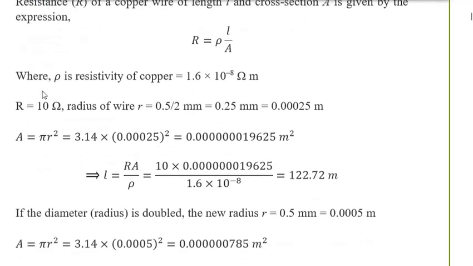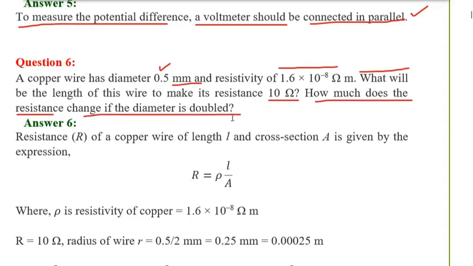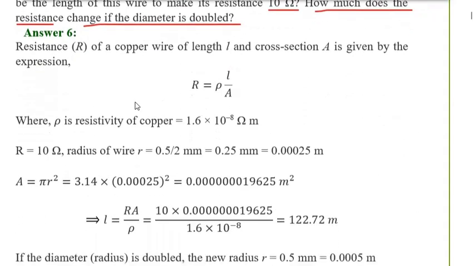Let's see question number 6. A copper wire has diameter 0.5 millimeter and resistivity of 1.6 into 10 to the power minus 8 ohm meter. What will be the length of this wire to make its resistance 10 ohm? How much does the resistance change if the diameter is doubled? Let's see the answer of this question.